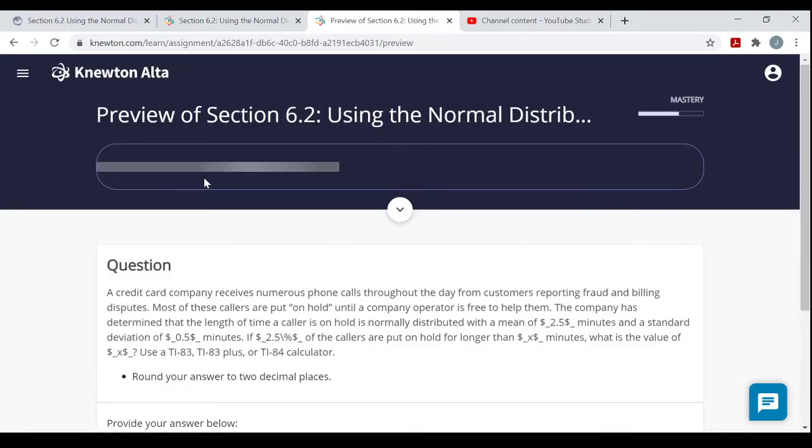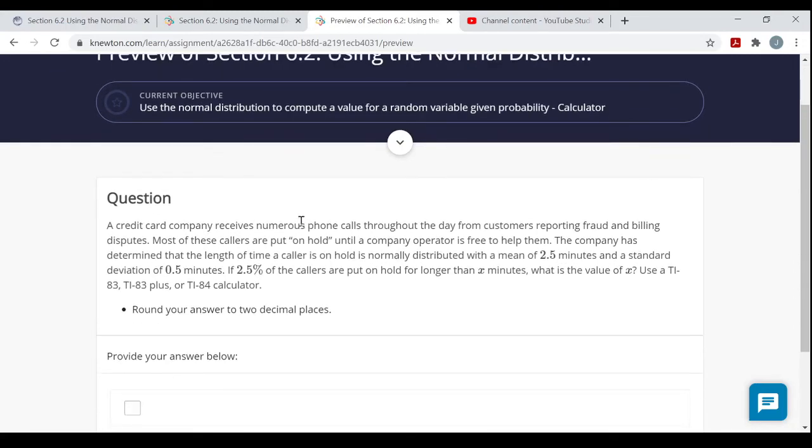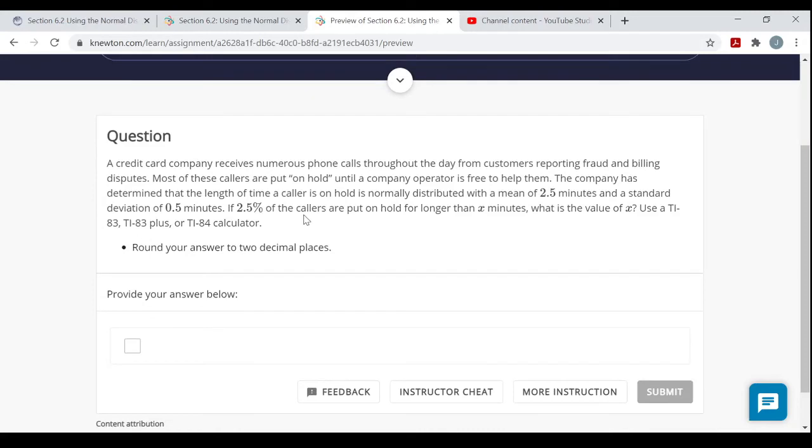All right, so here we go. This is it. Use the normal distribution to compute a value for a random variable given the probability, right? So here you're given the probability, you're given area, and you're asked to find the value on the number line. So I'll read through this one, and again, I'll draw a picture and show you how we're going to use the calculator to help us find these.